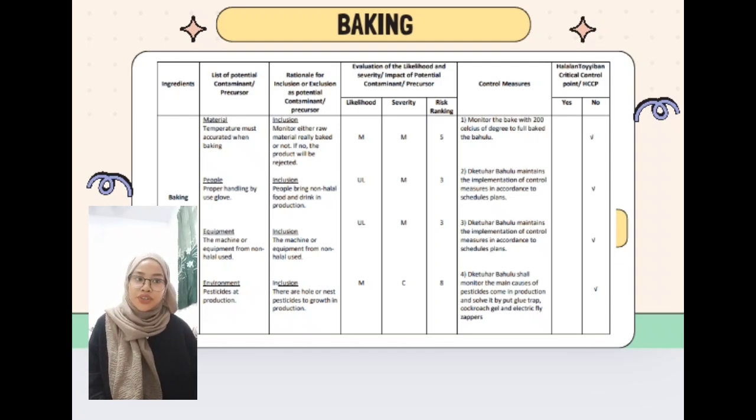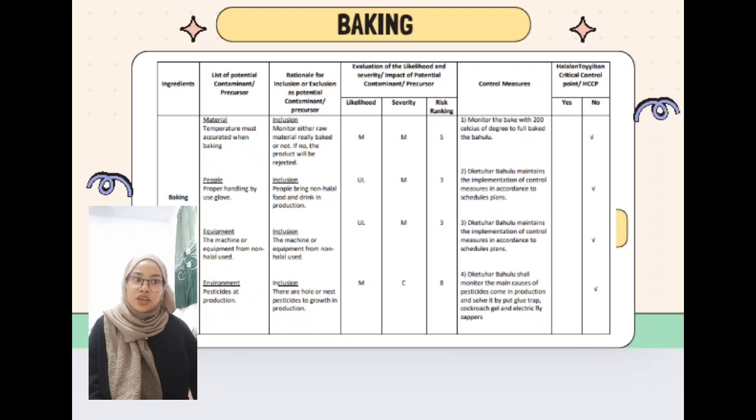Unlikely, moderate. And the final risk ranking is 3. Diketahui bahawa maintain the implementation of control measure in accordance to schedule plan. For environment, pesticide at production. Exclusion, there are whole or nest pesticide to grow in production. Likelihood moderate, severity critical, and risk ranking gets A.